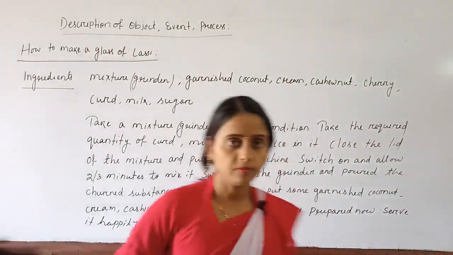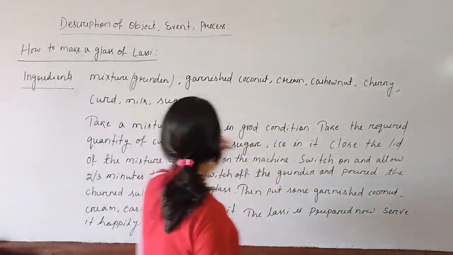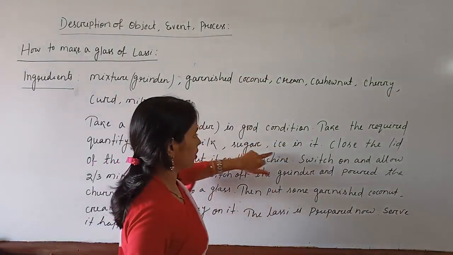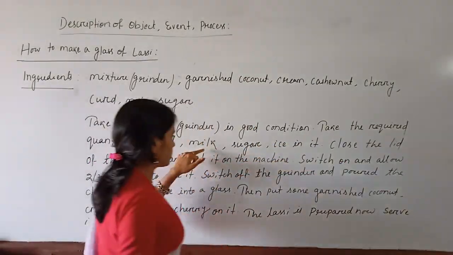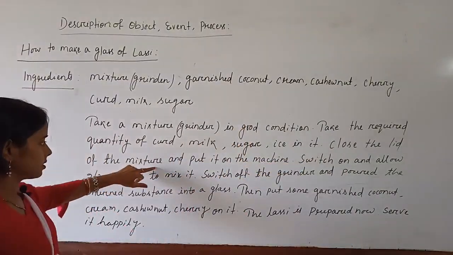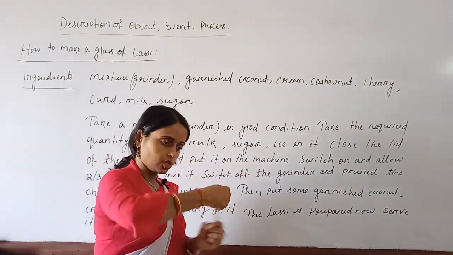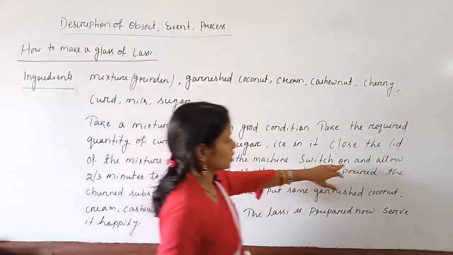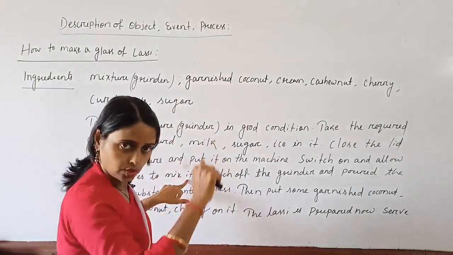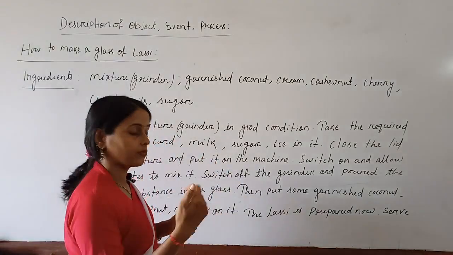Take a mixer grinder in good condition. Take the required quantity of curd, milk, sugar and ice in it. So all these things should be taken in the mixie, in the jar. Close the lid of the mixer jar and put it on the machine. Switch on and allow 2 or 3 minutes to mix it. You have to switch on the switch, otherwise how can it work? And after it you have to let it mix for 2 or 3 minutes.